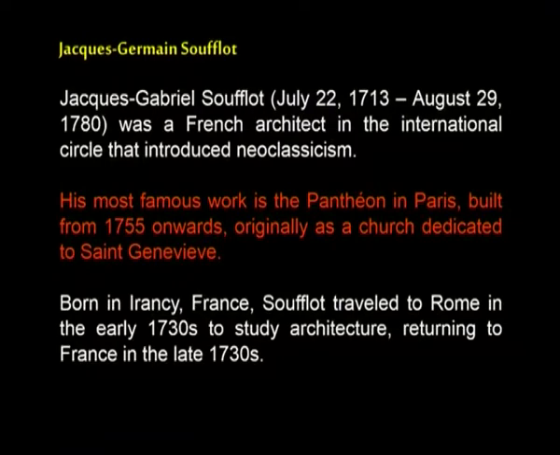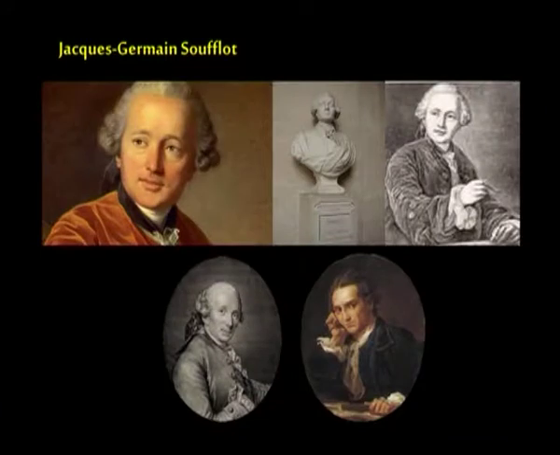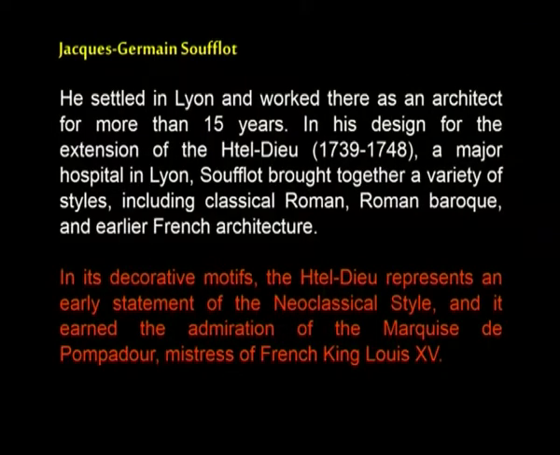He was born in Rancy, France. Soufflot traveled to Rome in the early 1730s to study architecture. He returned to France in the late 1730s. This is a sketch and paintings and statues of Jacques-Germain Soufflot. He settled in Lyon and worked there as an architect for more than 15 years.